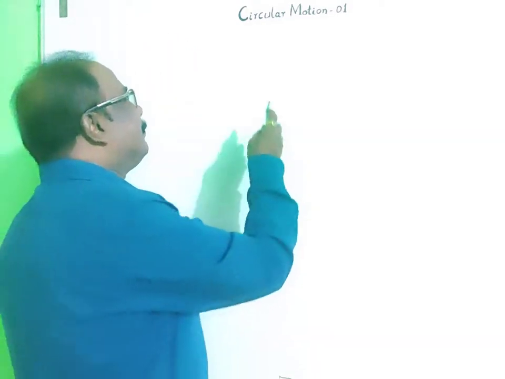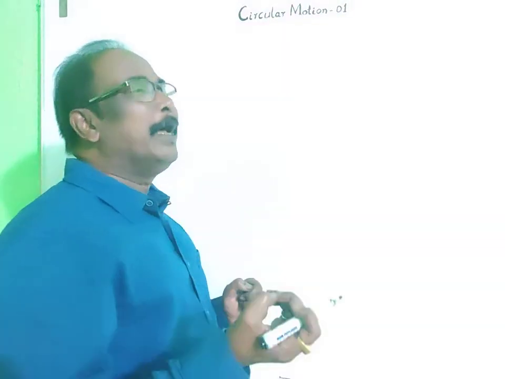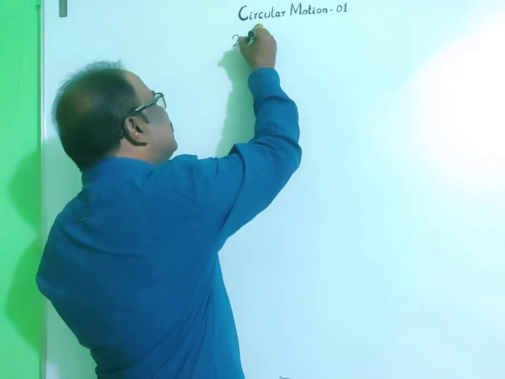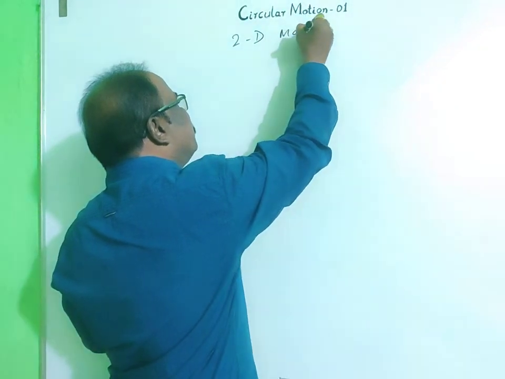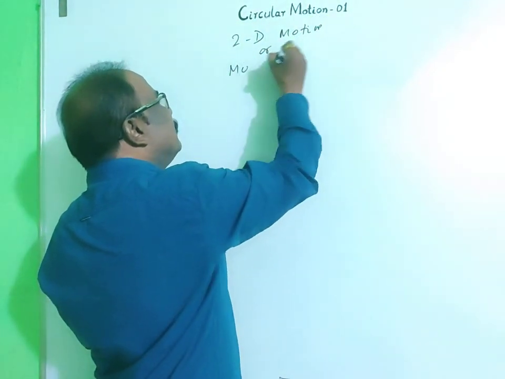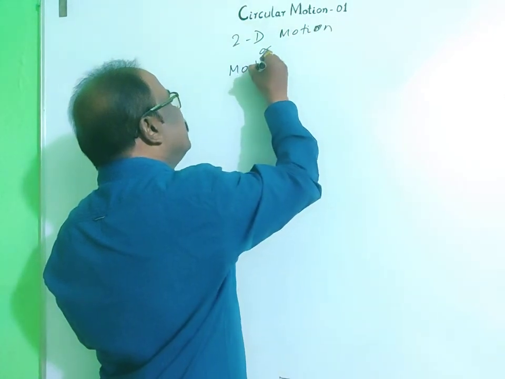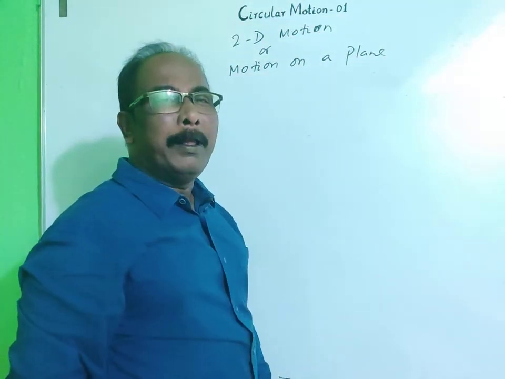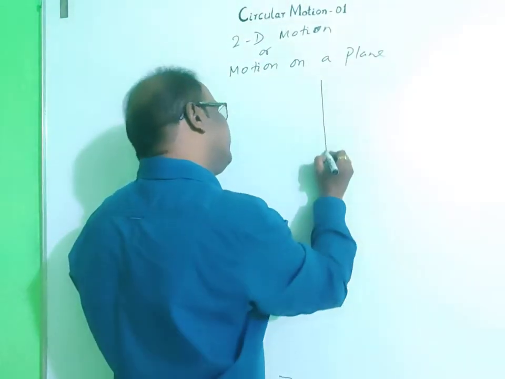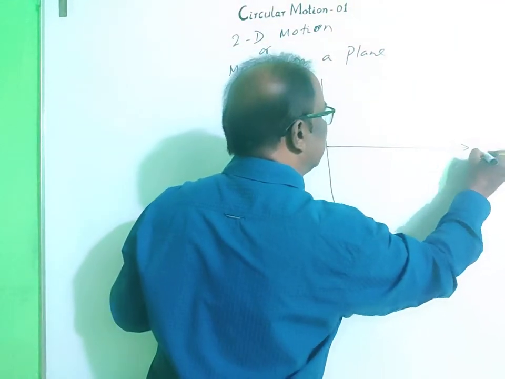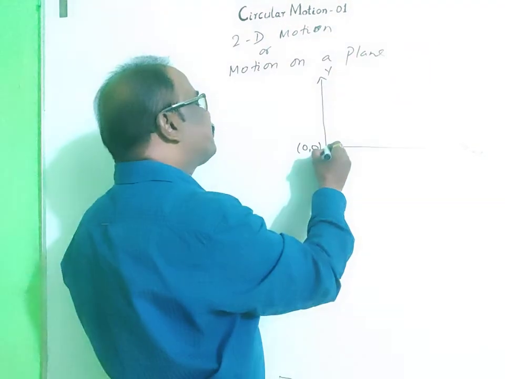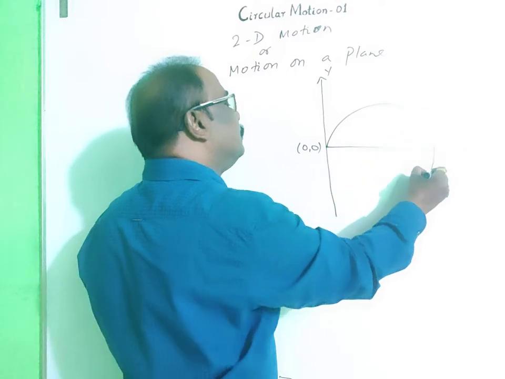Okay, then circular motion. See, previously we have completed projectile motion. Projectile motion is two-dimensional motion. Of course, circular motion is two-dimensional motion or motion on a plane. Motion on a plane or two-dimensional motion, just observe. This is x-axis and this is y-axis. Here coordinates are 0, 0. Let a particle starts from this point and moves in a circle.